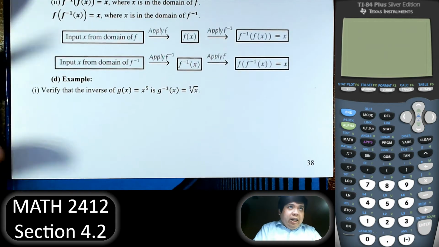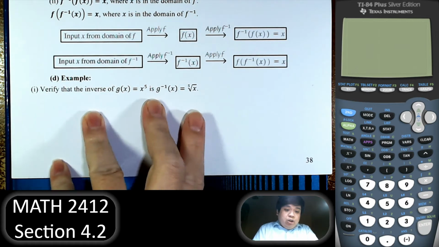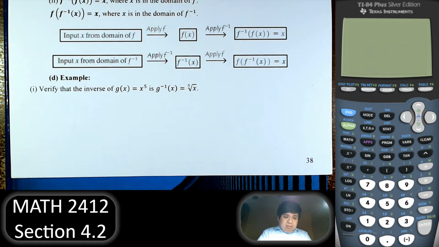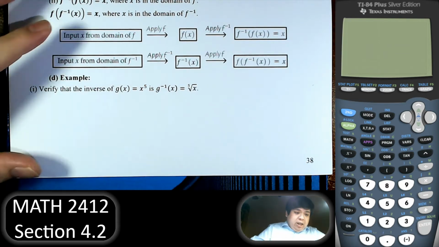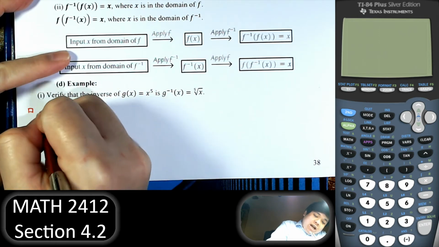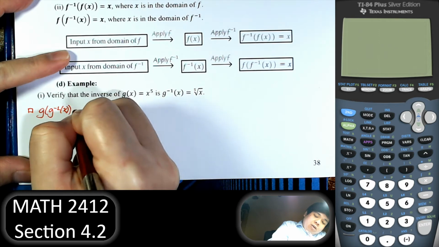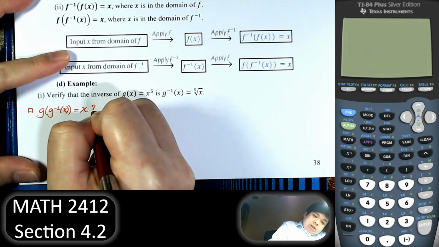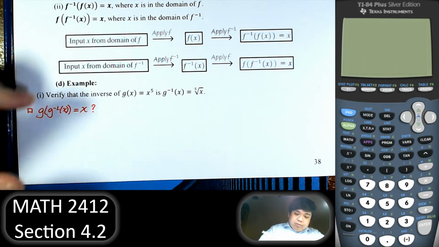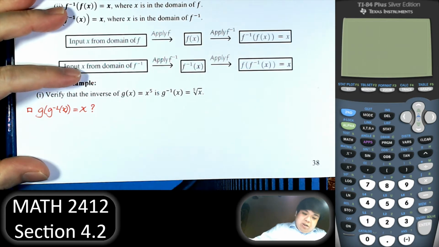Right, now let's verify that g of x and g inverse, we used the notation for inverse already, are inverse of each other. So we need to do two things. The first is that g of g inverse of x must be equal to x. And then the second, g inverse of g is equal to x as well. So we do g of g inverse.